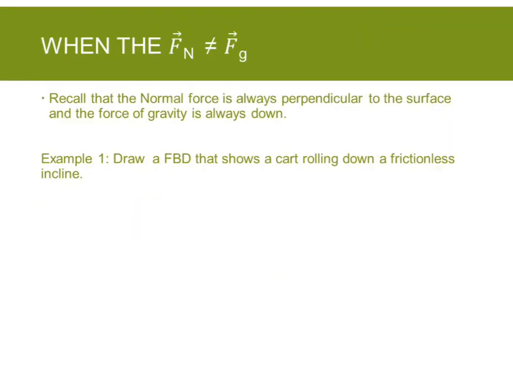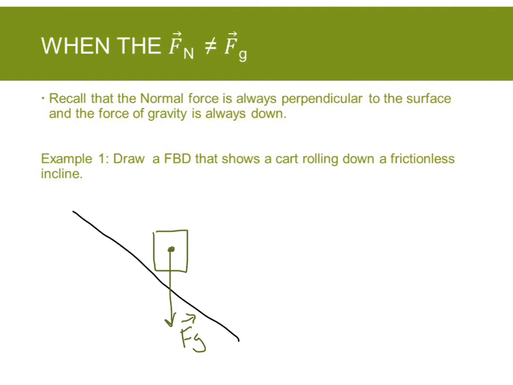So when we have a normal force that doesn't equal a gravitational force, our free body diagrams can look a little bit different. Here we have a free body diagram for something rolling down a hill. There's our hill, and then we're going to draw our box that represents our free body diagram. The force of gravity is always going to be down with respect to our object, but the normal force is perpendicular to the surface.